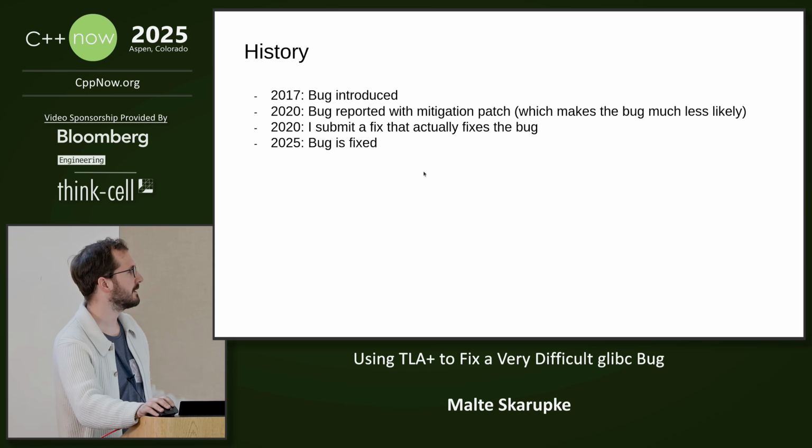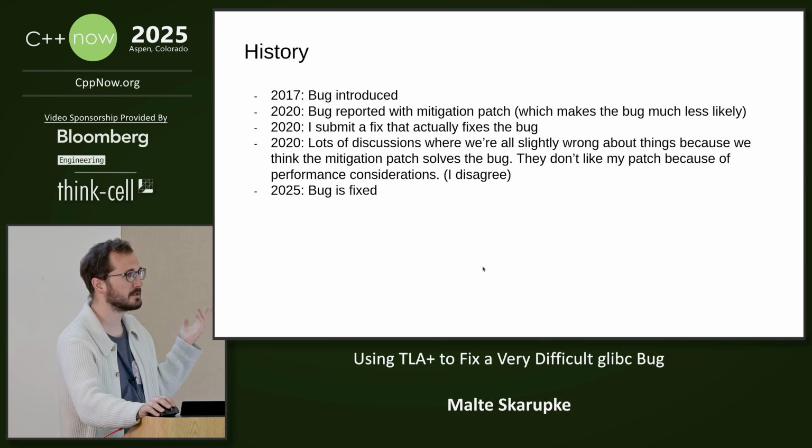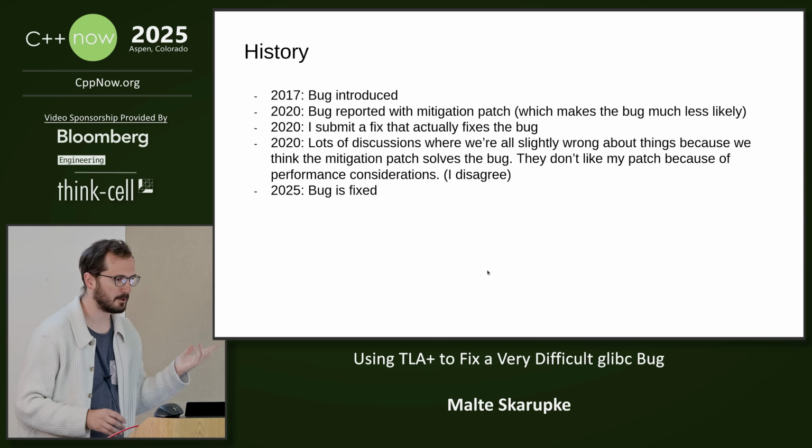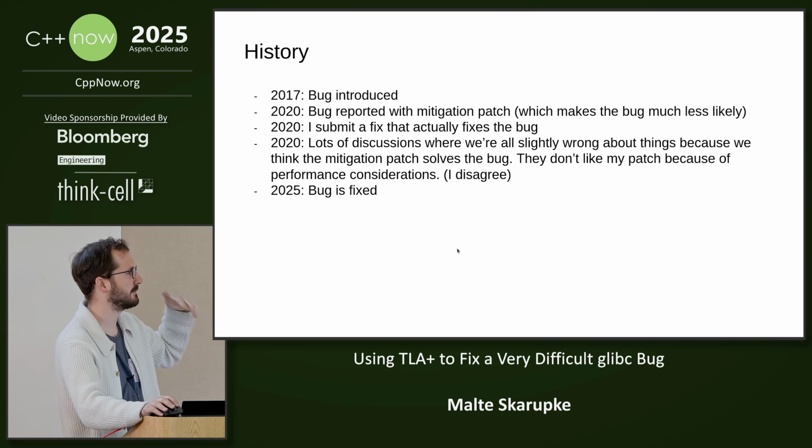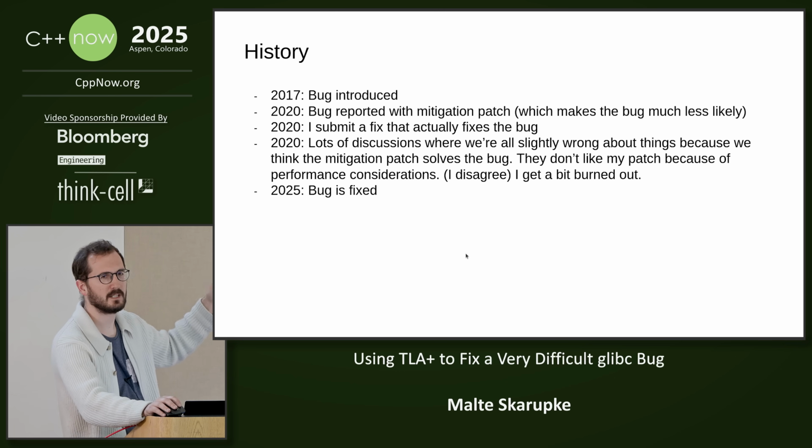It's like bug reported, and I submit a fix that actually fixes the bug, but somehow 5 years passed, so what happens? The first thing is that there's lots of discussion where we're all slightly wrong. Also, I think the mitigation patch fixes it, but they don't want to take my patch because of performance considerations, and I get a bit burnt out eventually. I stop working on this.